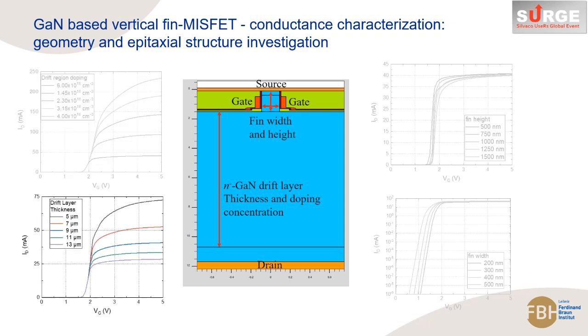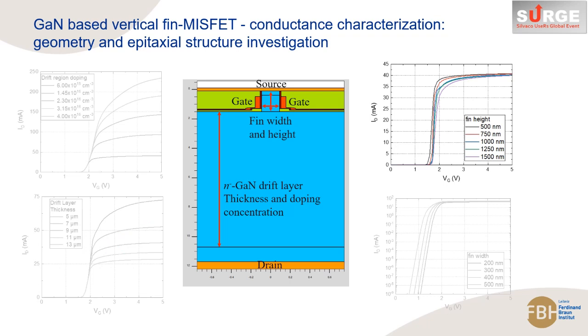Then, we examine the influence of the drift layer thickness on the output characteristics. Here again, we observe that the normally off characteristics and the threshold voltage are not affected by the drift region thickness. But we see a strong reduction of the output current with the increase of the drift region thickness. It is clear that the drift region resistance is a major contributor to the on-state resistance.